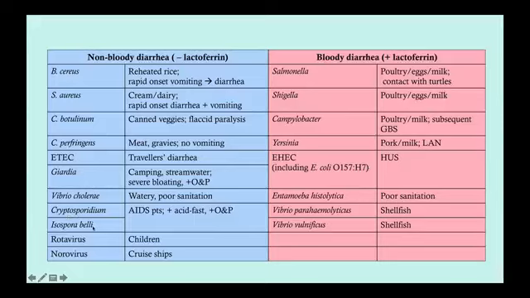Cryptosporidium and Isospora belli, again, not likely to come up on Step 2 or 3. These are only seen in AIDS patients. Important here, if you're taking Step 1, you want to know these are acid fast and they will come up as a positive ova and parasite.